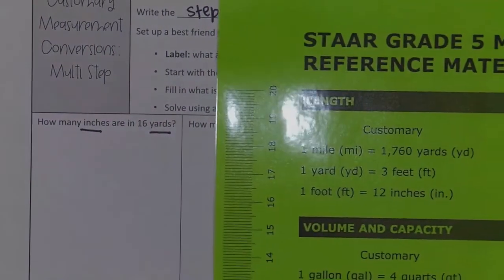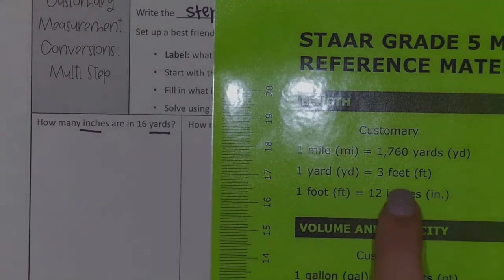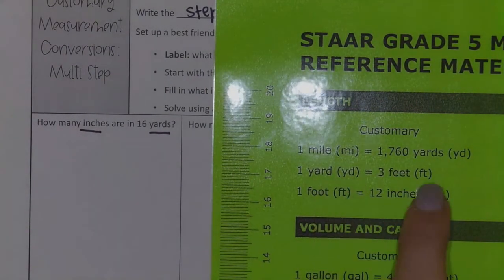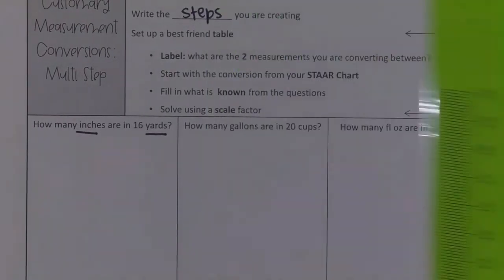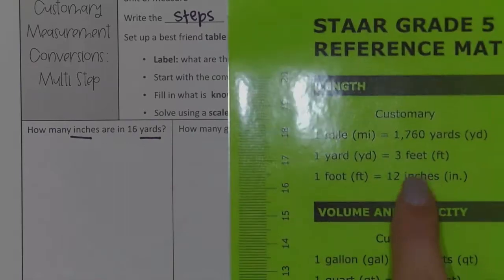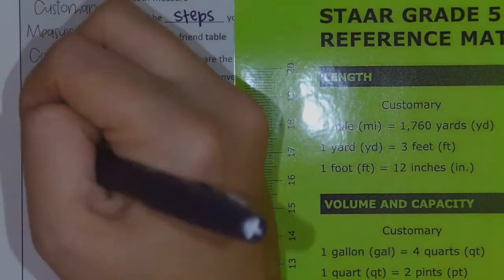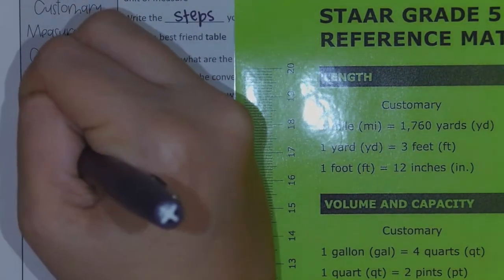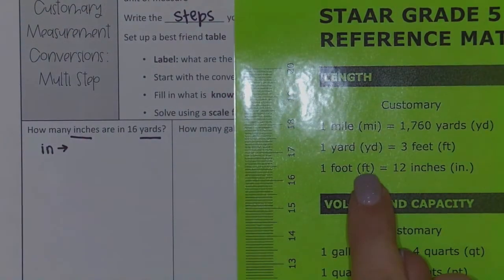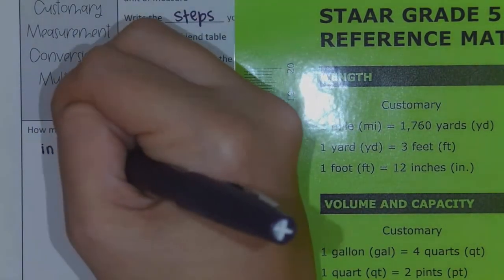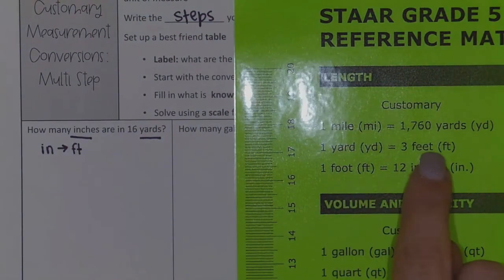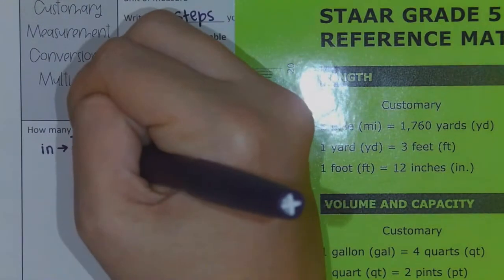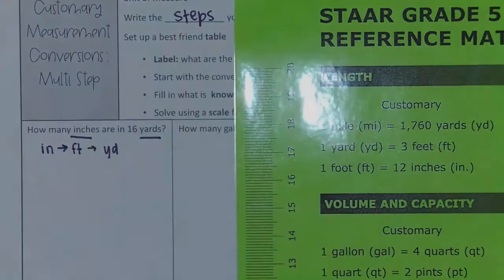Now, normally you would go look at your star chart and try to find the conversion between inches and yards. But I only see inches to feet and yards to feet. I don't have anything that takes me directly from inches to yards. So this is what I mean by write out the step that I am creating. If I'm starting at inches, the only thing that I can convert inches directly to would be feet. But once I know how many feet I have, then I can take the feet and turn it into yards.